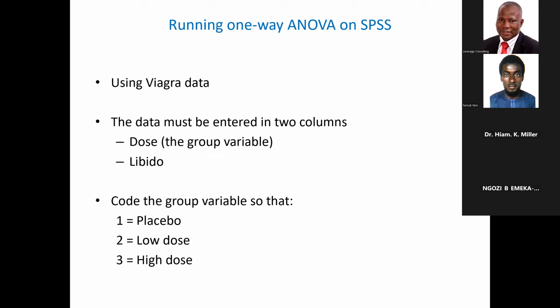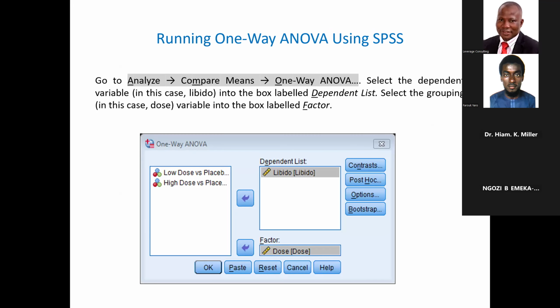So for this particular data, what you need to do is that data must be entered in two columns. That is the dose, which is the group, whether placebo, low dose, or high dose. Then the libido, which is the quantitative variable, the libido score. So when you code it, you can put 1 for placebo, 2 for low dose, 3 for high dose. So the steps involved.